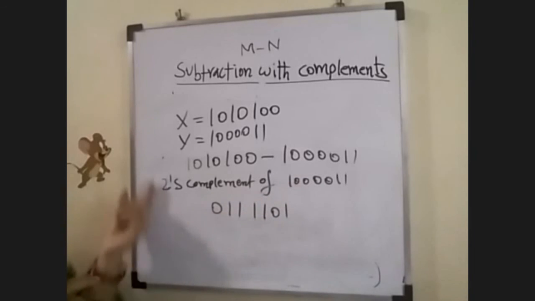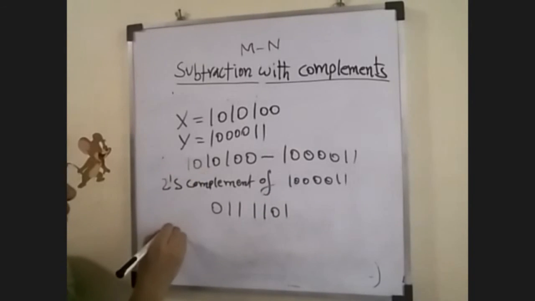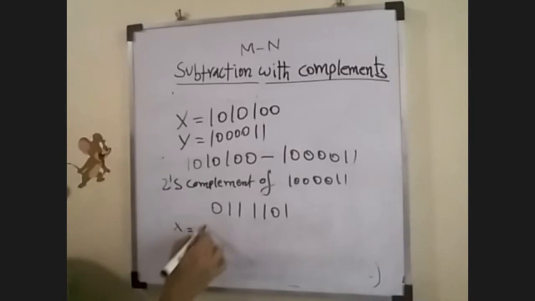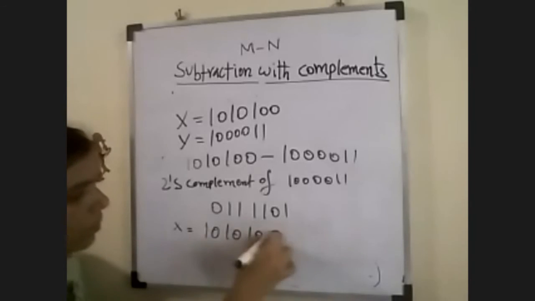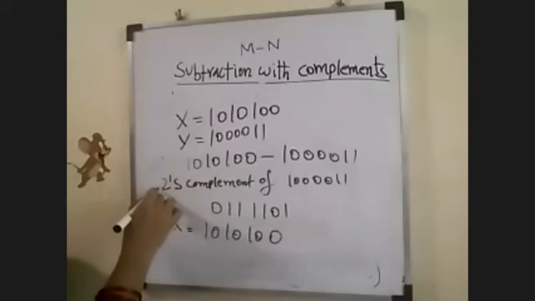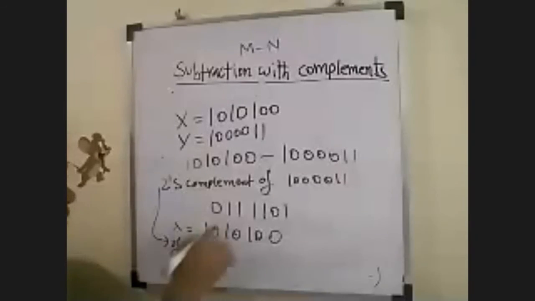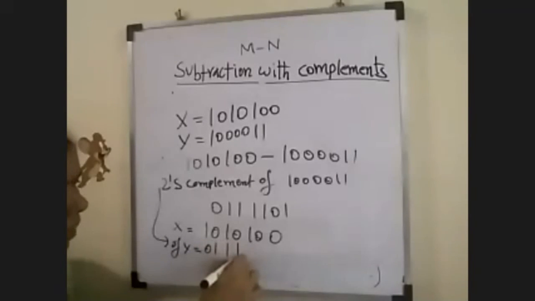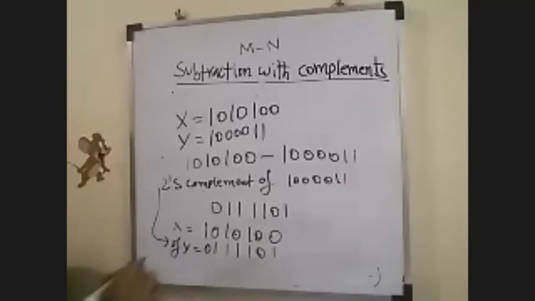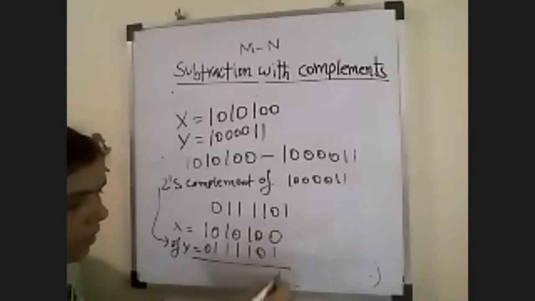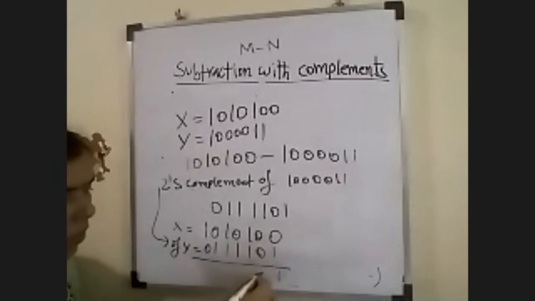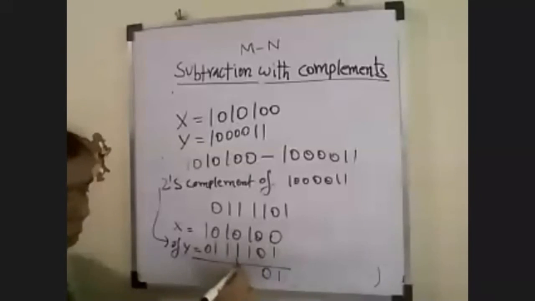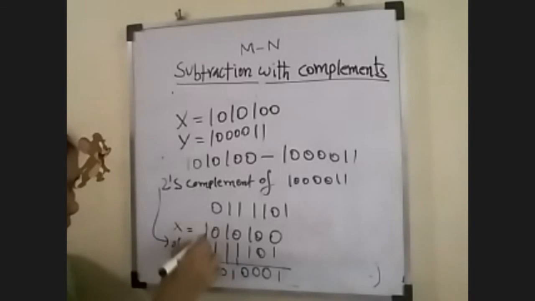Then you add this value to the minuend. So x is 1010100, and the 2's complement of y is 0111101. Now add it. 0 plus 1 is 1, 0 plus 0 is 0, 1 plus 1 is 10, 1 plus 1 is 10.